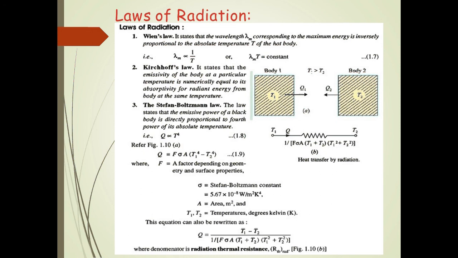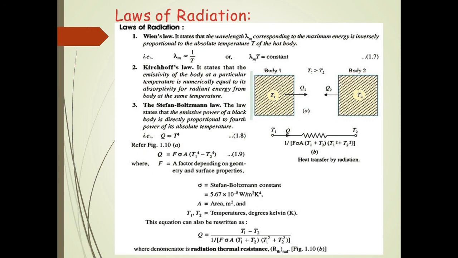The third law is related to the Stefan-Boltzmann law, which is very important, and this law states that the emissive power of a black body is directly proportional to the fourth power of its absolute temperature. That is, Q is directly proportional to T raised to 4, and we can write the formula as Q is equal to F sigma A (T1 raised to 4 minus T2 raised to 4).